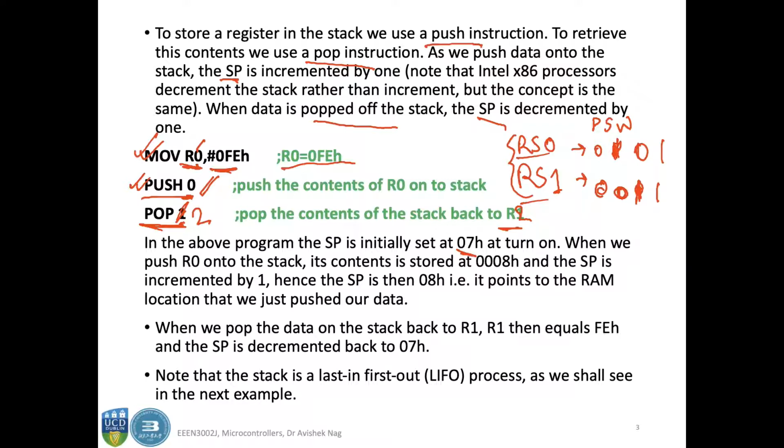So 0007 or 07 hex, whatever, this is the initial starting address of the stack. When you push something, then the contents is stored at 0008, the next location, and the stack pointer is incremented by 1, and hence the stack pointer is now pointing to this address. So whatever the stack pointer is showing, let's say this is your stack.